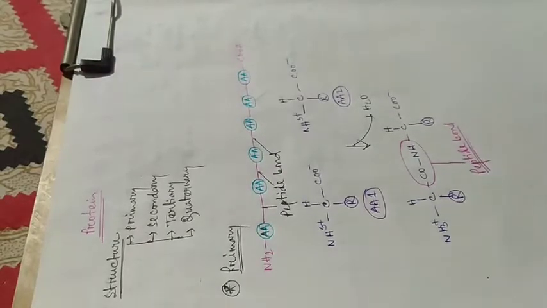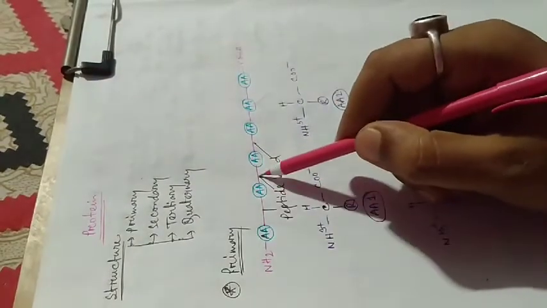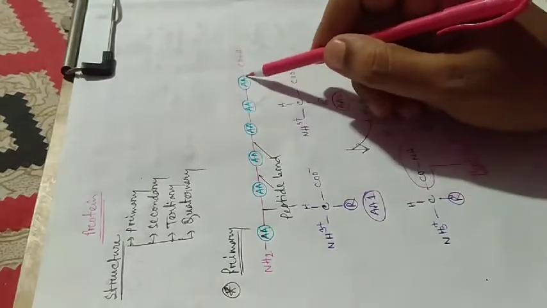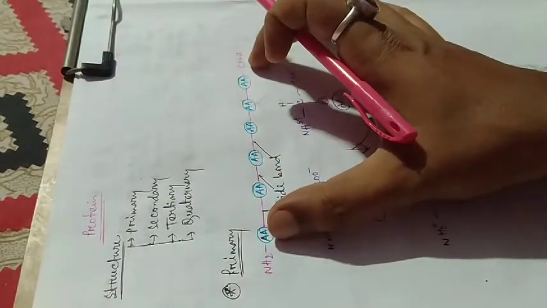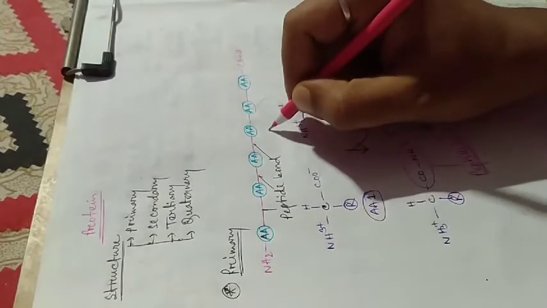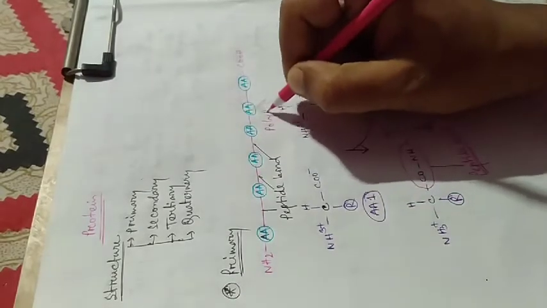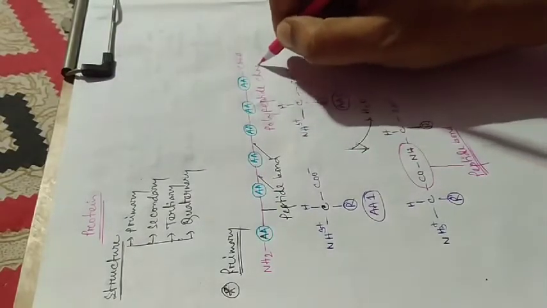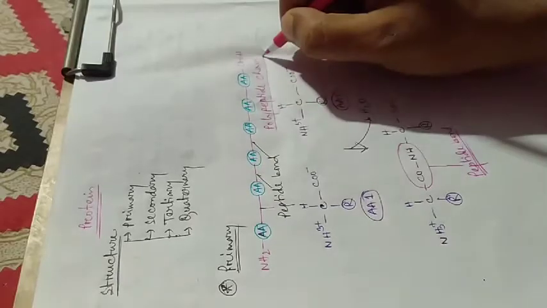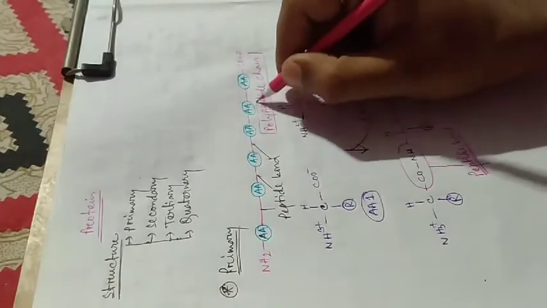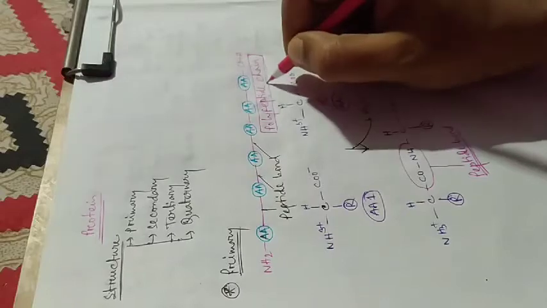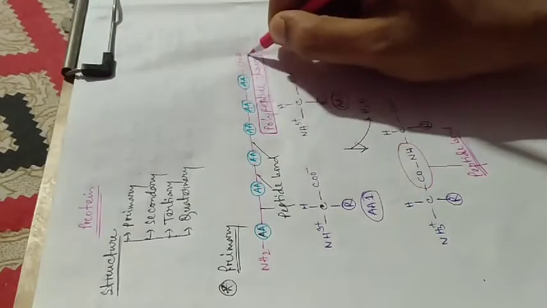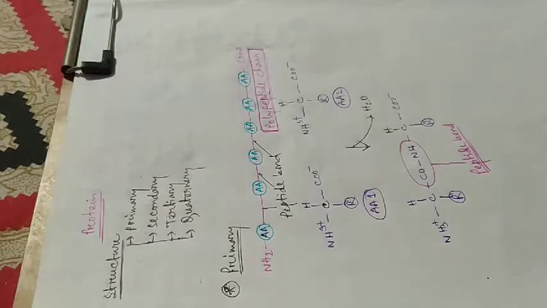The peptide bond is formed between the adjacent amino acids and they form a linear structure that is called the polypeptide chain. It forms at the time of protein synthesis in the ribosome. Okay, so the peptide chain is the primary structure of a protein.